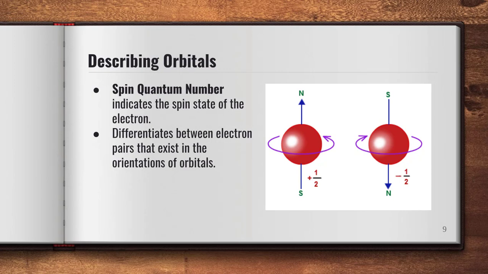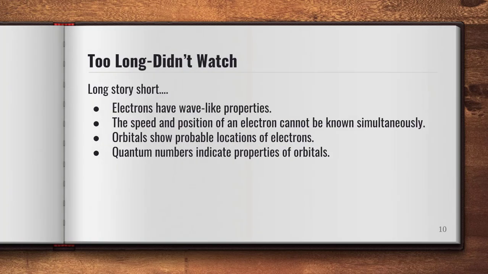The last quantum number is the spin quantum number, and that indicates the spin state of the particular electron. This simply differentiates between electron pairs that exist in different orbitals. We talked about that there are 2 electrons that can exist within each orientation. Therefore, we need to be able to differentiate between those. So we say that one has plus 1/2 spin in one direction, and the other has a minus 1/2 spin in the other direction.